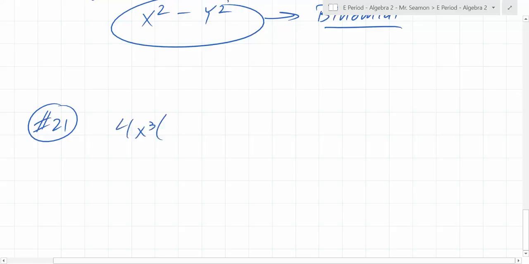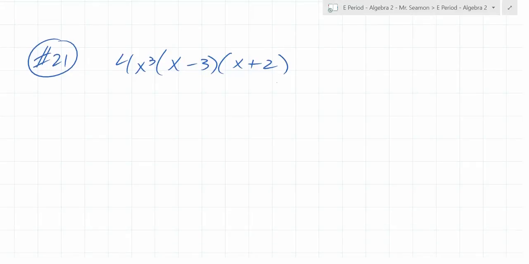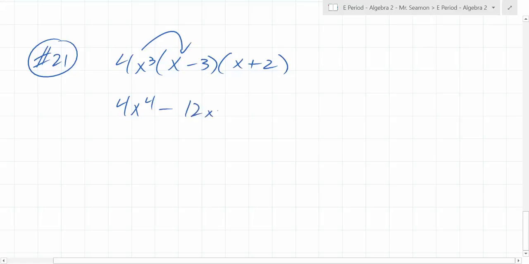Let's see here. 4x cubed times x minus 3 times x plus 2. You can do a lot of different orders here. What do you want to do first, Nikki? I distributed the 4x. Yeah, so you end up with 4x to the 4th minus 12x cubed. And what is that multiplied by? X plus 2. Yeah, exactly. Turn it into two things multiplied together.